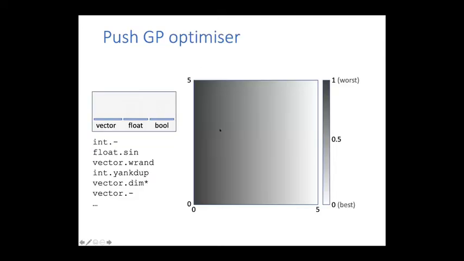So the idea is that a Push program is evolved, and then this is used to guide a trajectory across an optimization landscape. Here's a very simple example of an optimization landscape with 2 dimensions and a gradient left to right. The good solutions are over here and the bad ones over here. And this program is going to be used to guide a trajectory across this space.